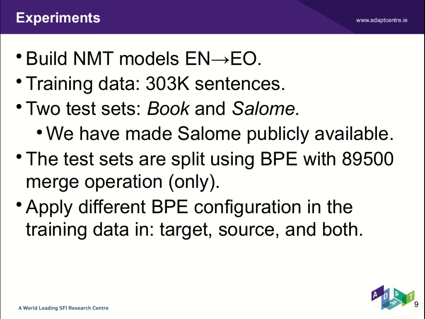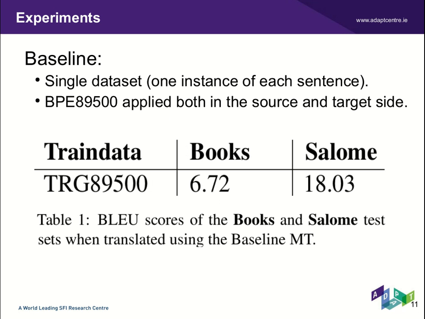The test set is going to be split with BPE using 89,500 merge operations, and only that. So regardless of the MT model, we're going to use these two test sets split with this configuration to test it. And the different BPE configurations are going to be applied only in the training data, either the target, the source, or both of them. So first of all, we build a baseline, which is a single dataset, the 303,000 sentences that we have for training data. So this means that there's one instance of each parallel sentence, and we apply the same configuration as the test set, both in the source and target side.